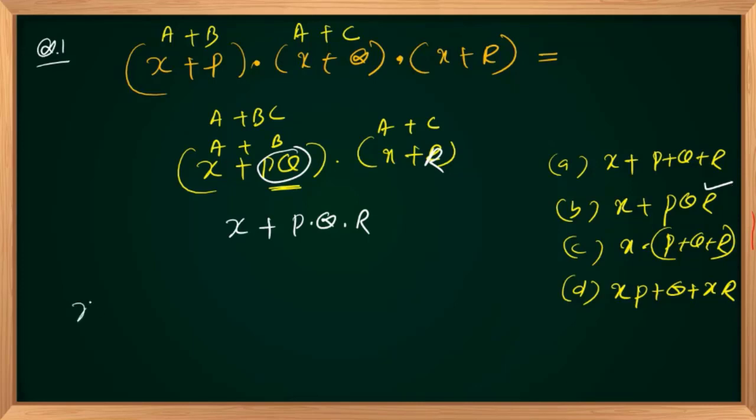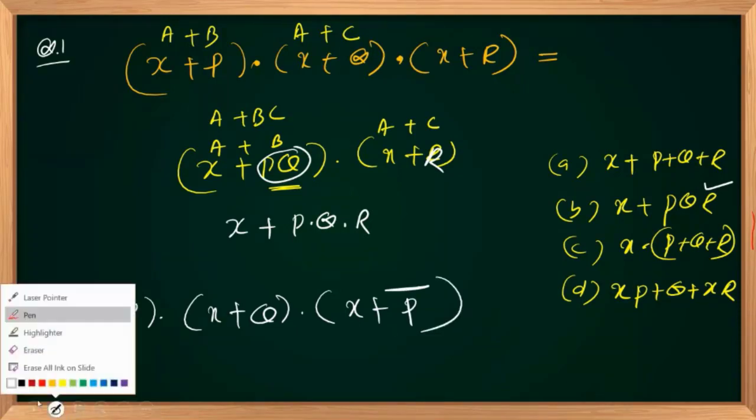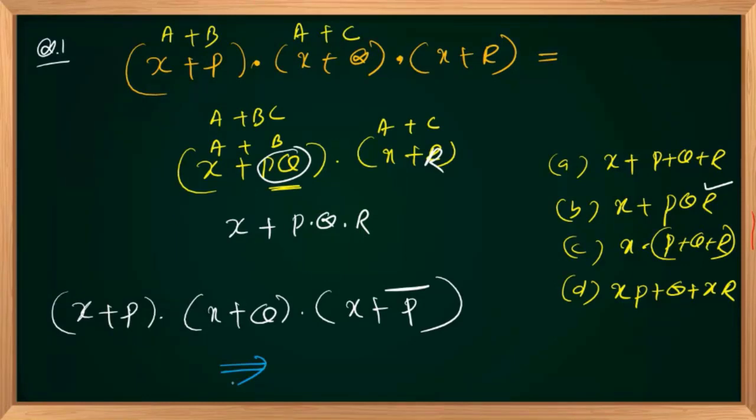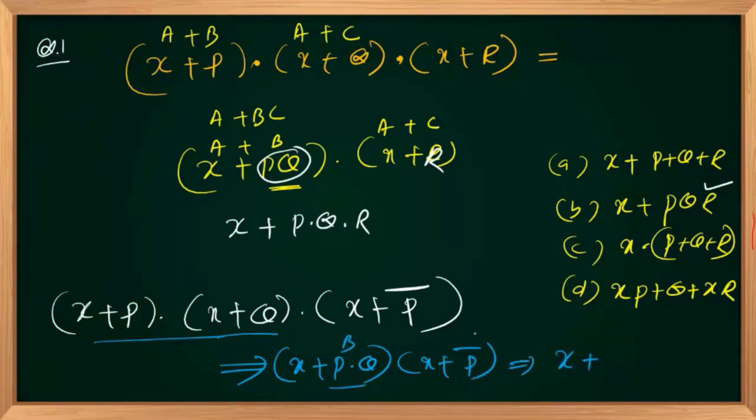So what if the given expression is, let us say, (x + p)·(x + q)·(x + p complement)? What will be the simplified expression corresponding to this? This is of the form (A + B)·(A + C). So these two will give me x + p·q. Again, another x + p complement. That will give me x + BC, C is my p complement. So p·q·p complement. And we know that the product of p and p complement will be 0. That will give me x.